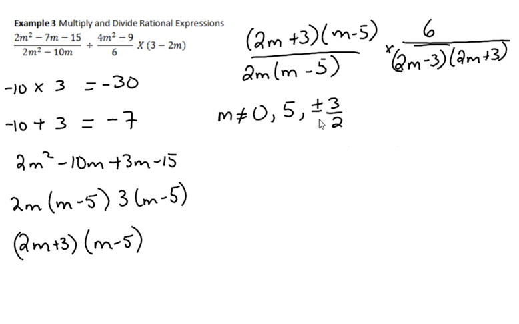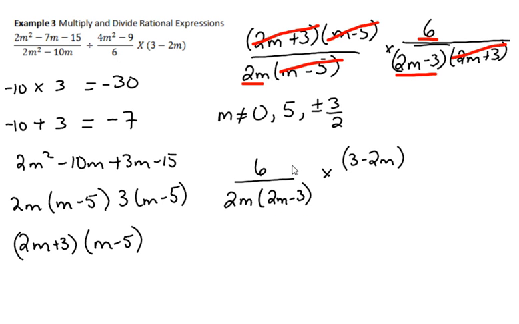From here, what I'm going to do is simplify. So when I simplify, I'm going to simplify across the fractions because they're multiplying. So I can take this 2m plus 3 and this 2m plus 3 and cross those out, m minus 5 and m minus 5, leaving me with this 2m here, 2m multiplied by 2m minus 3, and 6 in the numerator, which would give us 6 over 2m multiplied by 2m minus 3.